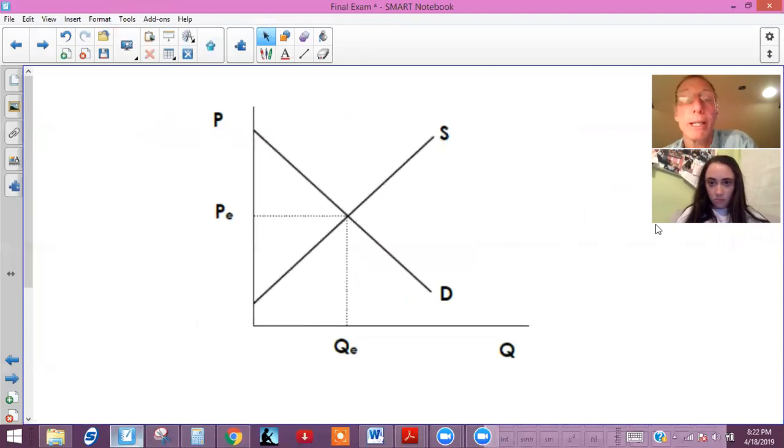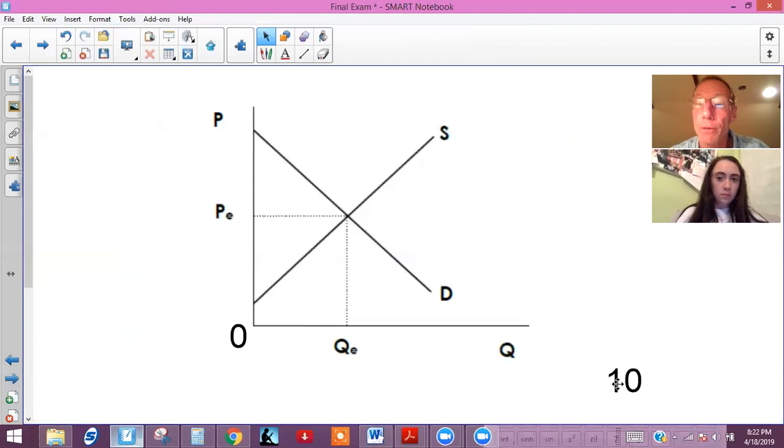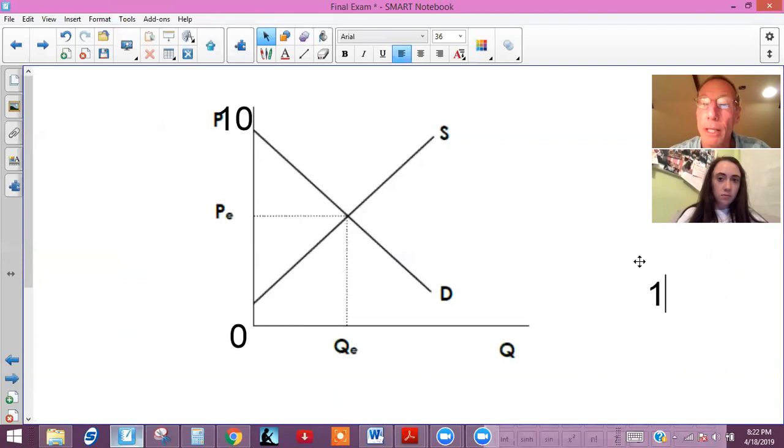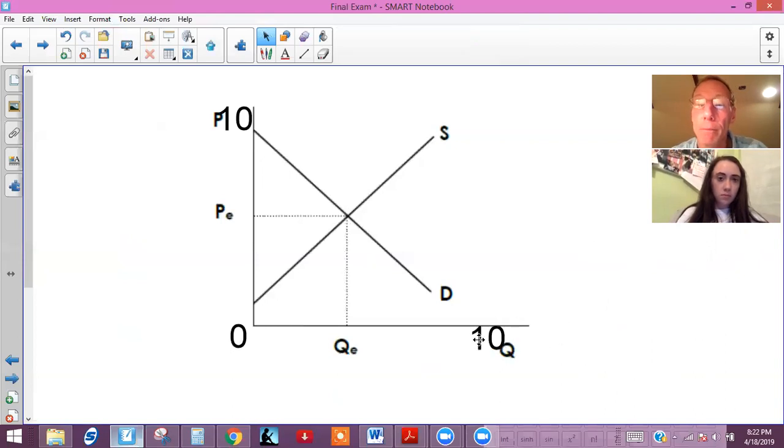One of the things you're going to get asked is what portion of this demand curve is inelastic, what portion is elastic, and what portion is close to 1. So let's do this, and it's going to be very crude, but it'll be quick. Let's say this is 0, and let's say this is a price of 10, and we'll just do it real simple. So this is a price of 10, and this is a quantity of 10.